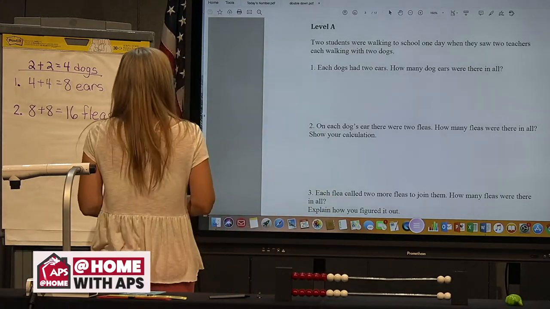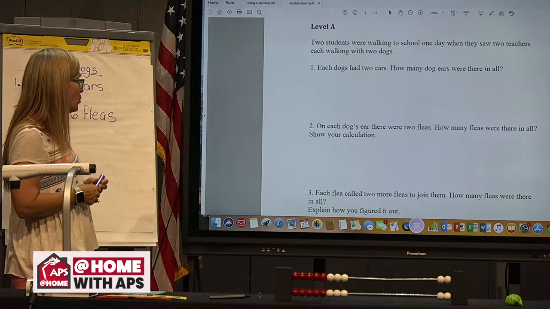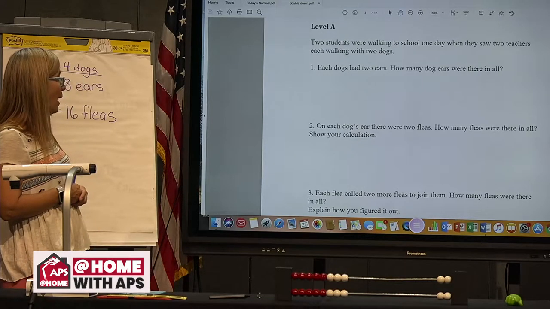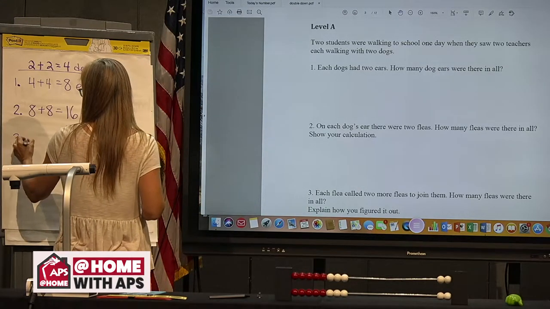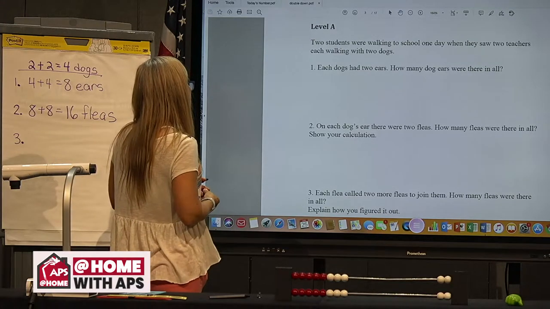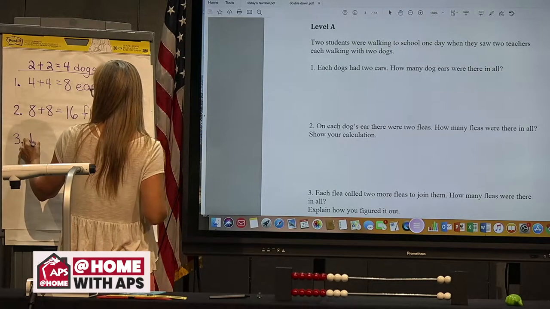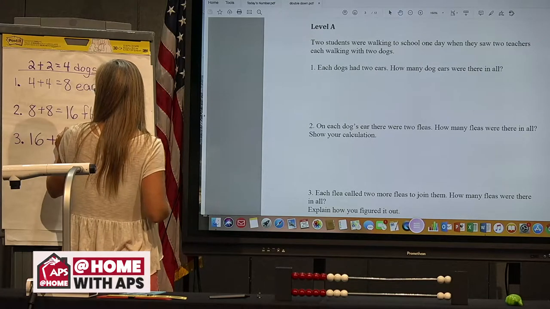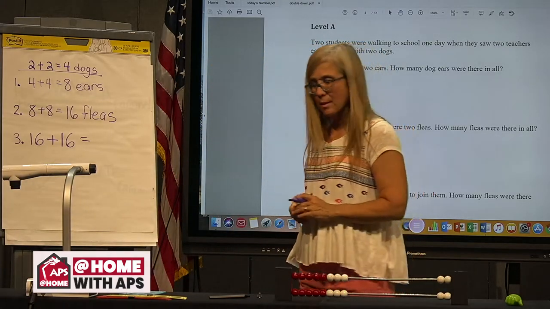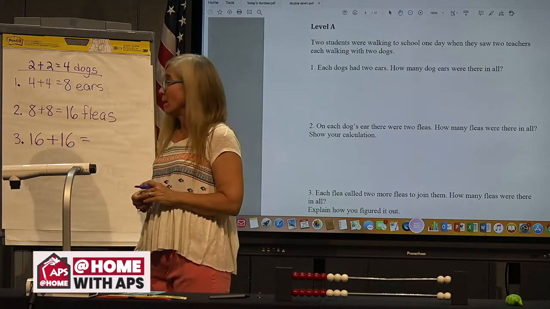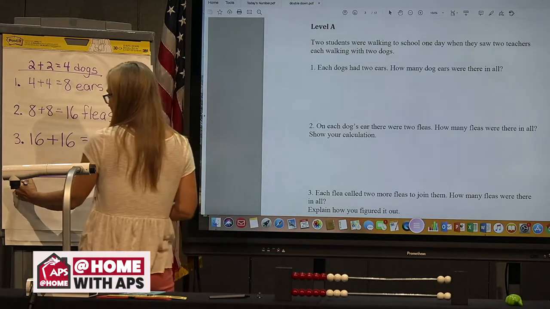Okay. The last of our doubling problem for this part says each flea called two more fleas to join them. How many fleas were there? So we know we had 16 fleas and two more fleas joined them. So we're gonna have to double it again. I think that's gonna be bigger than what we have on our bead rack, right? Because that only goes to 20 and we already have 16. So we're gonna shift and we're gonna think about using a number line to show this one.